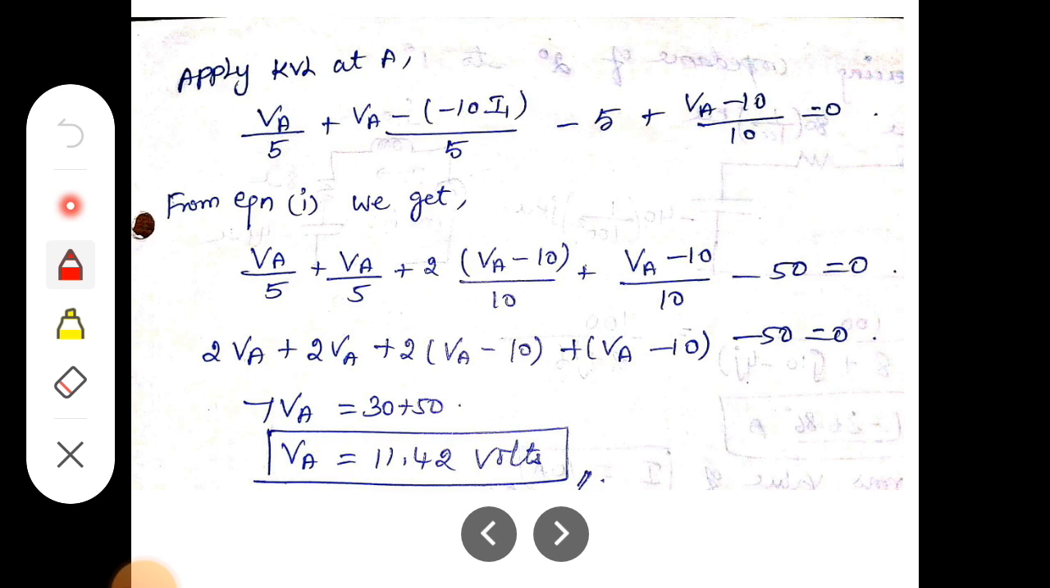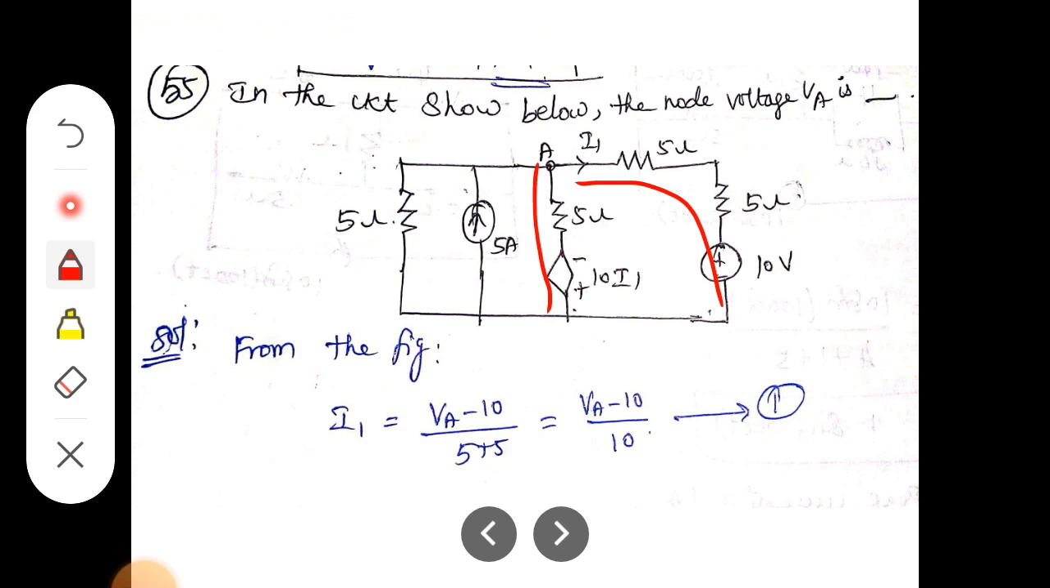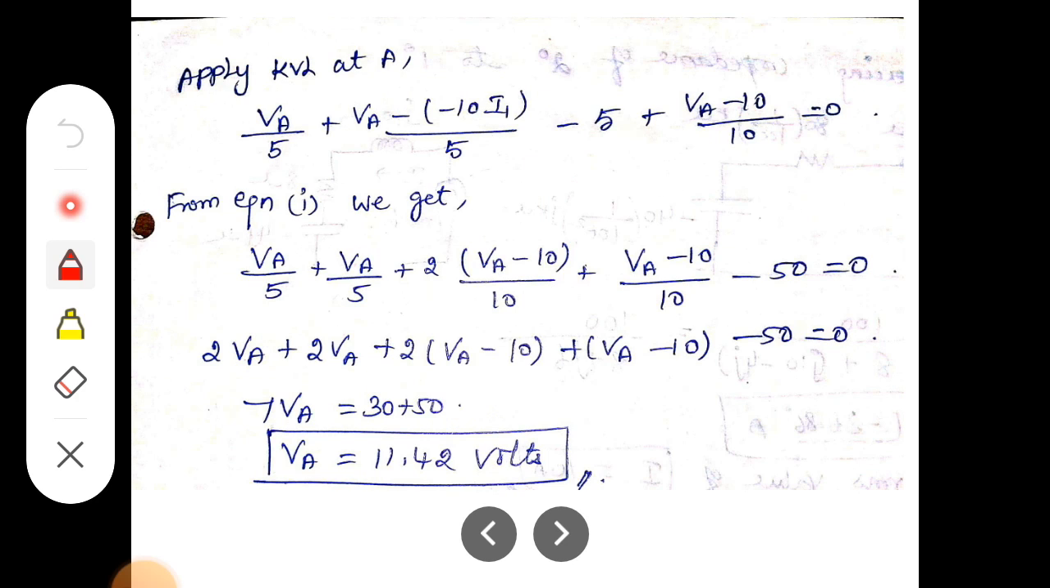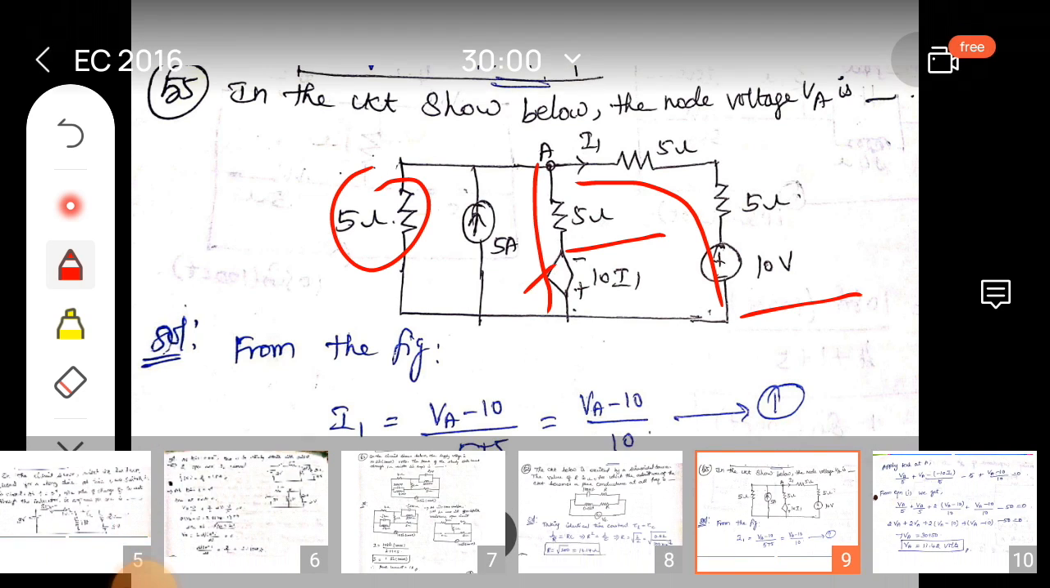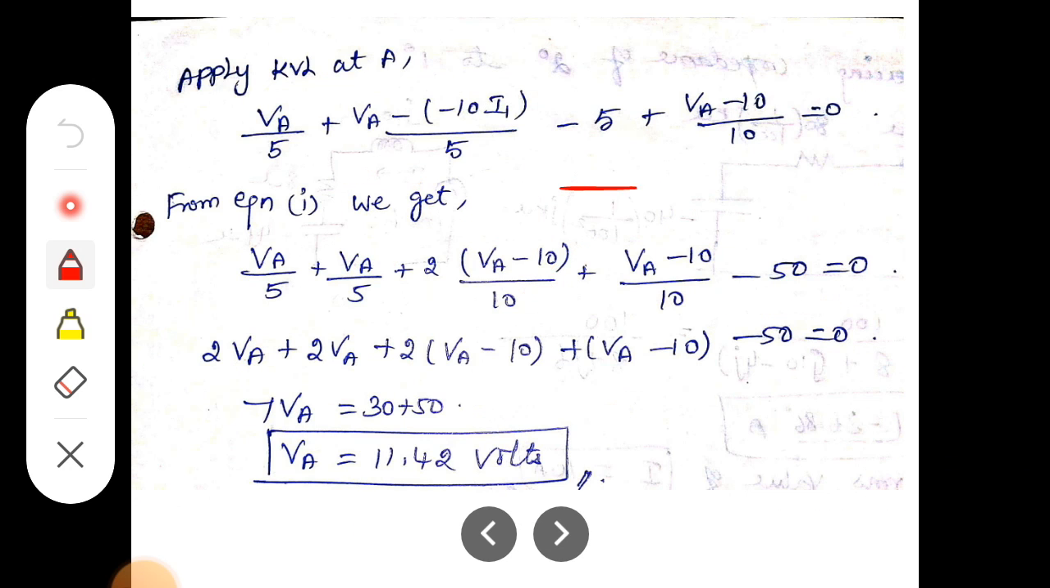Then we go to the KCL at node A. So the overall equation is rewritten as: the first term is VA divided by 5, the second is VA minus 10 I1 divided by 5, the third is minus 5, and the fourth is VA minus 10 divided by 10. We write the total as 10. So these are the equations.